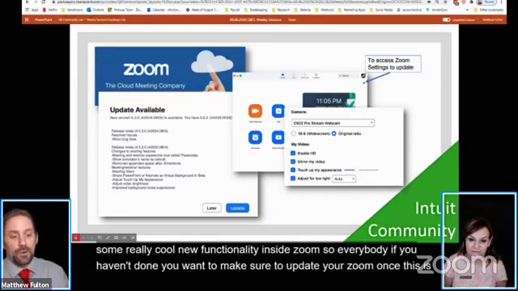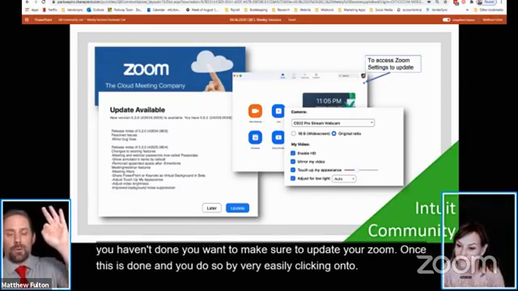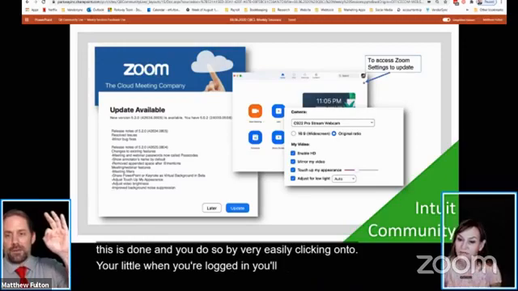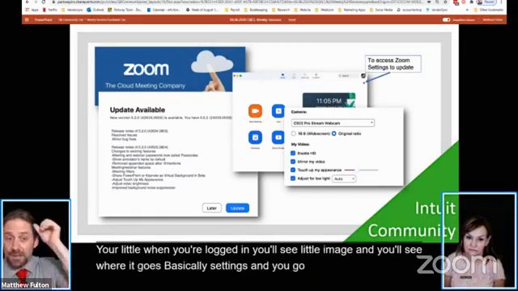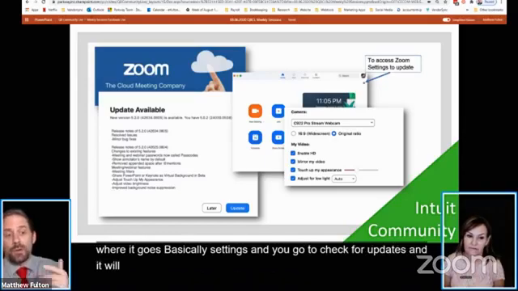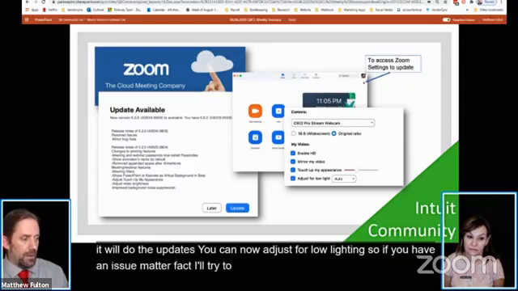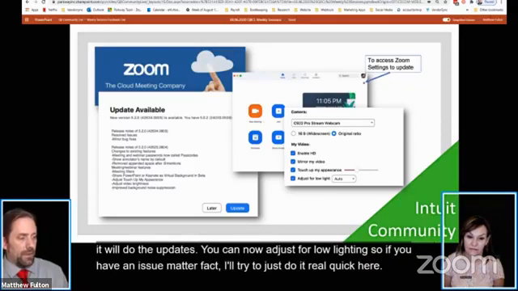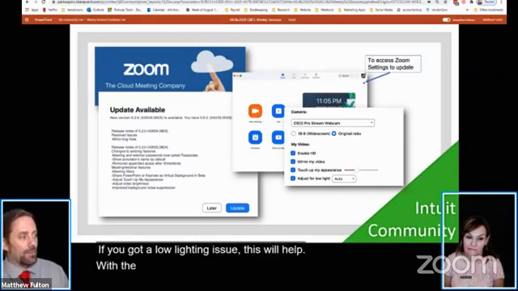You do so very easily by clicking on your little image when you're logged in, and you'll see settings, and you go to check for updates and it'll do the updates. You can now adjust for low lighting. So if you have an issue, matter of fact, I'll try to just do it real quick here. If you've got a low lighting issue, this will help with the background not looking quite as bad.